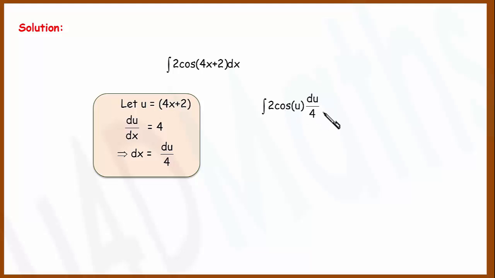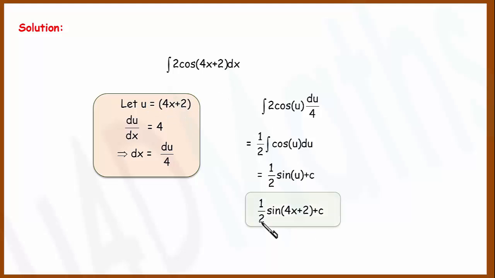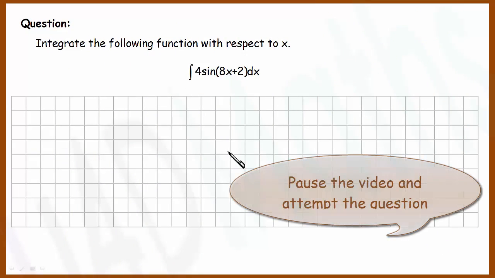So substituting u for 4x plus 2 and du over 4 for dx gives us the following. 2 into 4 goes twice, and taking the half outside the integral sign, we get the following. And if we integrate cos of u, we get sine of u. So re-substituting 4x plus 2 for u gives us a final answer of a half times sine(4x plus 2) plus a constant. So here's a problem that you could try.